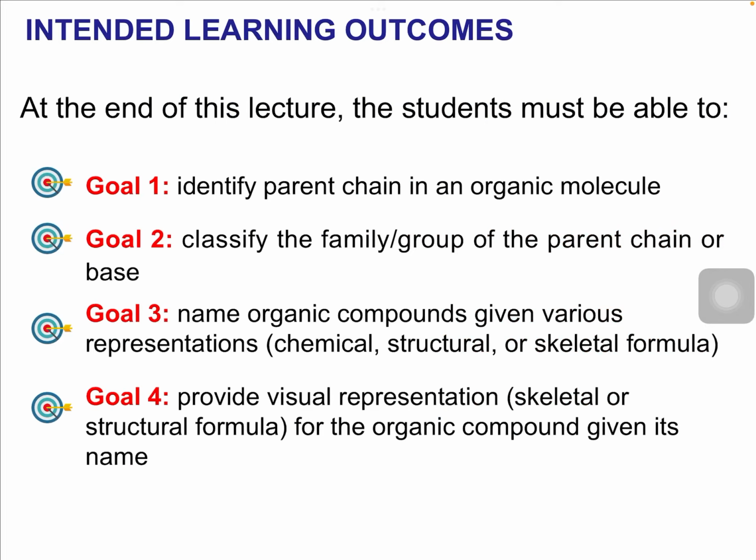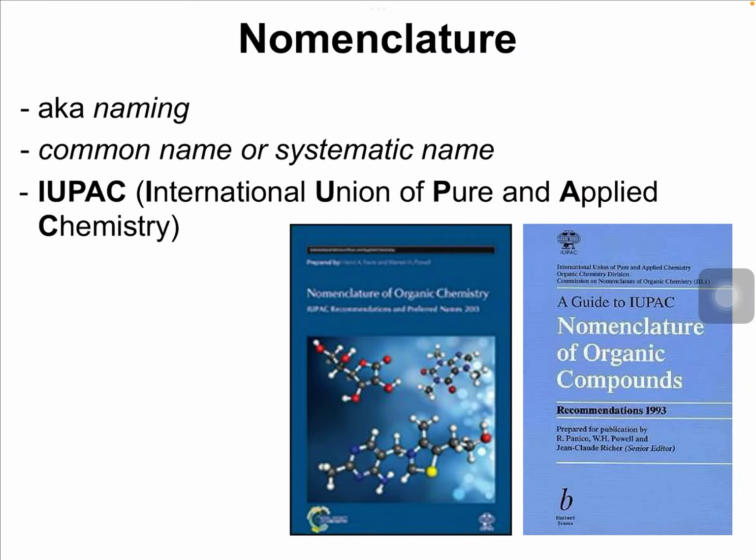At the end of this lecture video, we must be able to: number 1, identify the parent chain in an organic molecule. Goal number 2 is to classify the family or group of the parent chain or the base. Number 3 is to name the organic compound given its various representations such as chemical, structural, or skeletal formula. And last one is to provide a visual representation such as skeletal or structural formula for the organic compound given its name. So let's start with the definition of nomenclature.